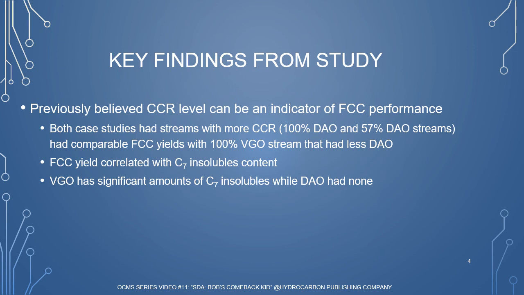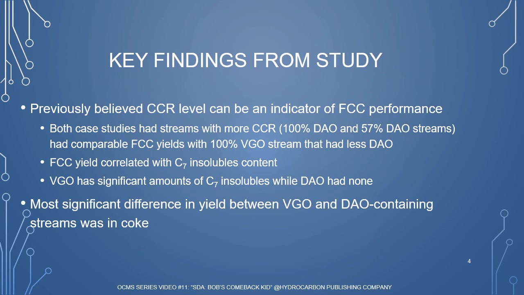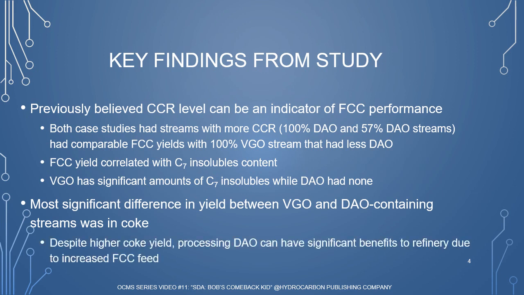The most significant difference between VGO and DAO containing streams was in coke yield. Even though there will be a higher coke yield, processing DAO is still beneficial due to increased FCC feed.